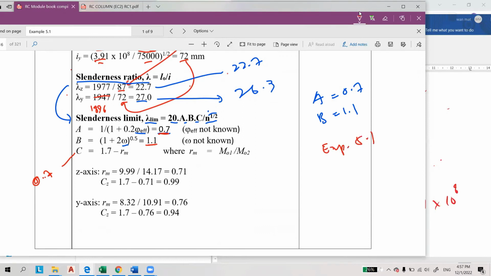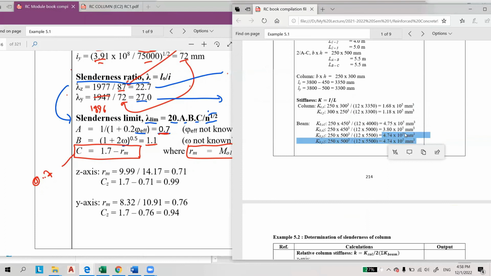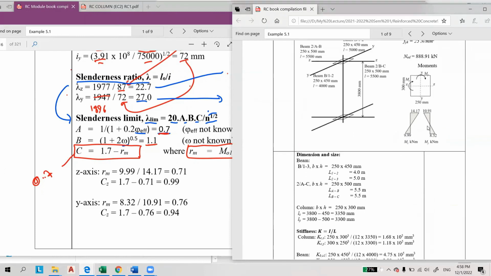But since we are from example 5.1, we already know the moment at the top and at the bottom, so you can calculate using this equation. C is equal to 1.7 minus Rm, where Rm is equal to M01 divided by M02. M01 is at the bottom, right? Sorry, let me check. Yes, M01 is at the bottom here.